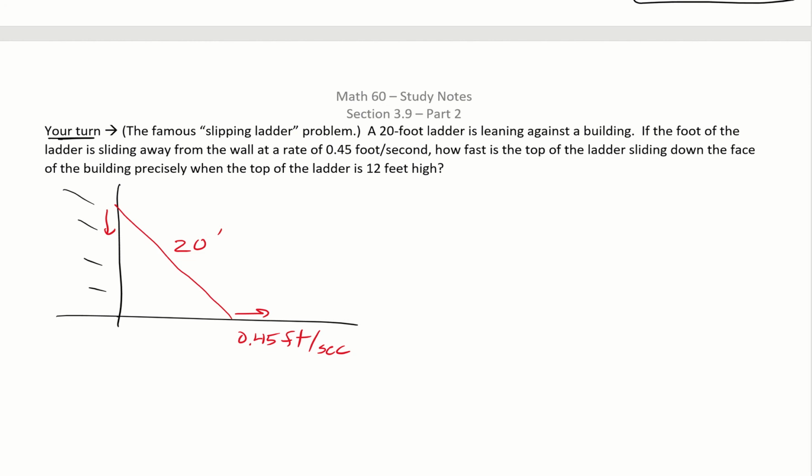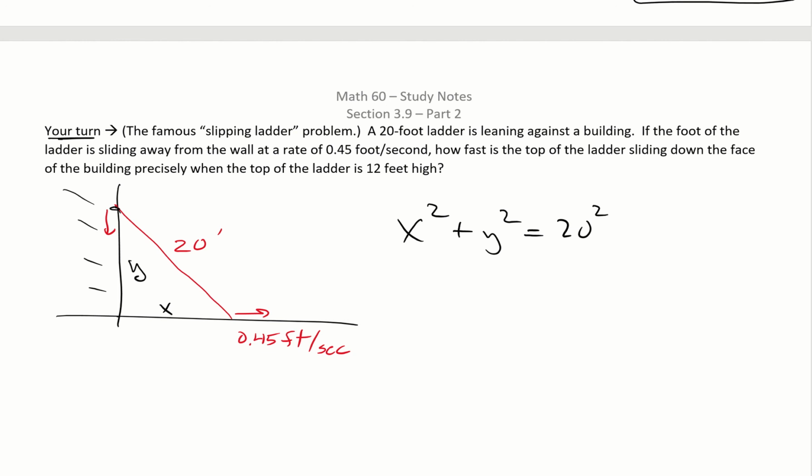Well, what is changing? What are our variables? Here's an x sitting right there. X is growing, the distance of the foot of the ladder from the wall, and this could be y. Y could be the top of the ladder down to the ground. So that makes sense. Those two are the variables that are changing. And the one we're curious about is how fast the top of the ladder is sliding down the wall. So once again, we have a relationship. This time it's Pythagoras. We've got x squared plus y squared is 20 squared.